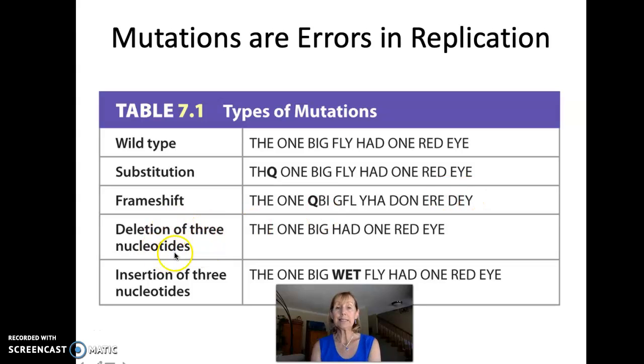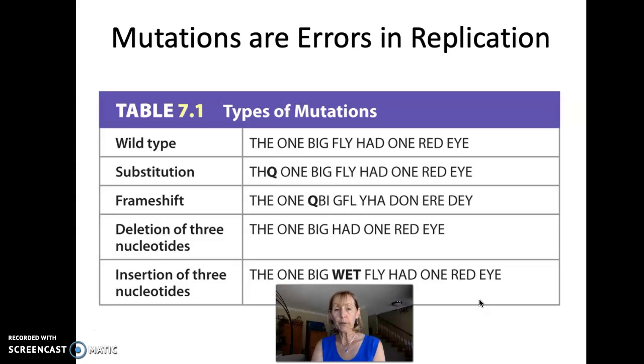What about the deletion? This can happen too. You could have a deletion of 3 nucleotides. So here, "the one big," we missed the "fly had 1 red eye." Or an insertion. So you can either delete one or insert one. "The one big wet fly had 1 red eye," for example. These are examples of what can happen when we're copying DNA and that replication isn't perfect. And that results in a mutation.